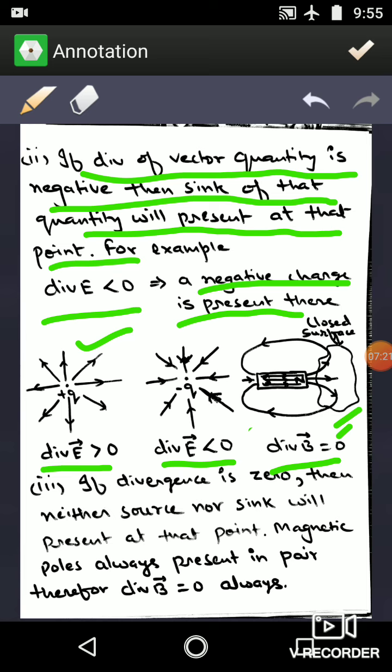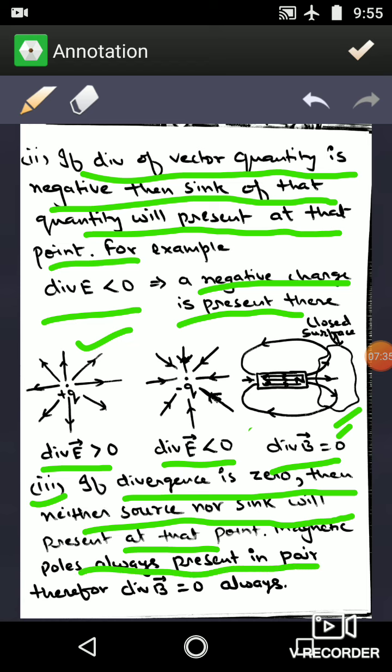Here I have taken it as the third point. If divergence is 0, then neither source nor sink will be present at that point. Magnetic poles are always present in pairs. Therefore, divergence of magnetic field is always equal to 0.